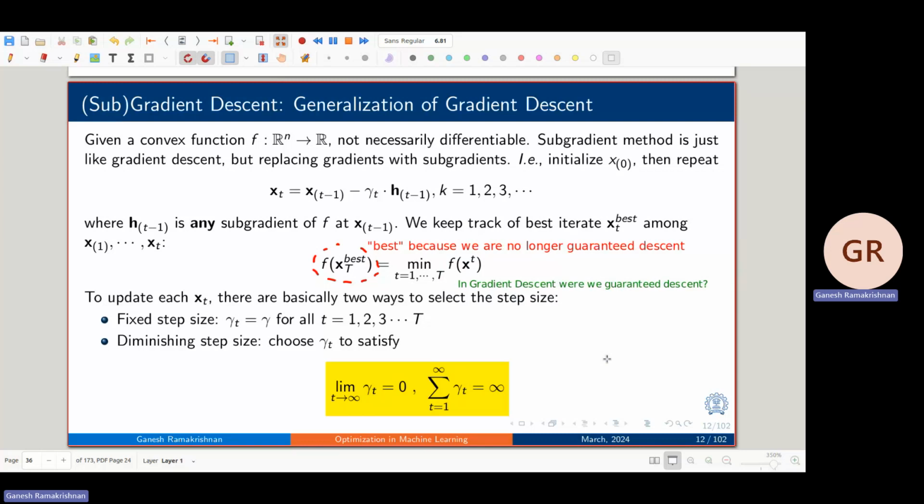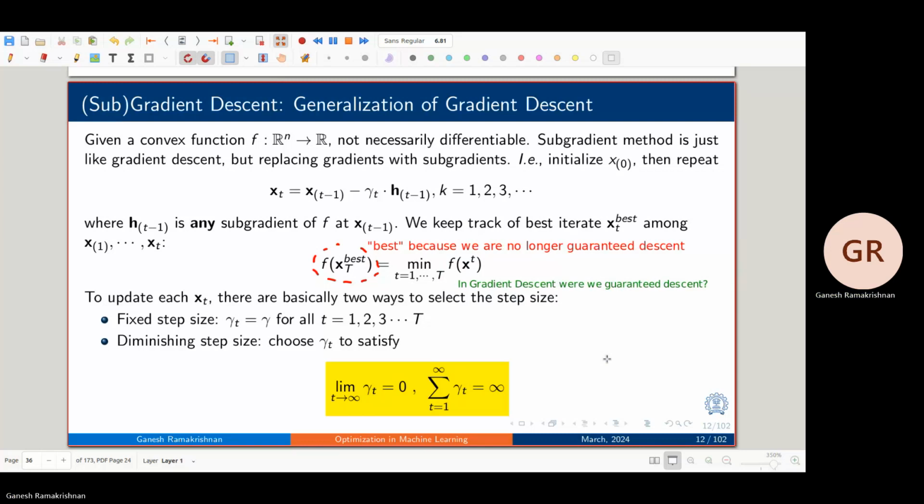So to update each t, there are basically two ways. You can either find a fixed step size or you have a diminishing step size. Now, a fixed step size, I'll tell you, in subgradient descent becomes a little tricky, because understand that I have this function which is not necessarily differentiable, okay? And now, based on one of the random subgradients, the notion of subgradient was very loose, right? And I'm going to keep doing this.